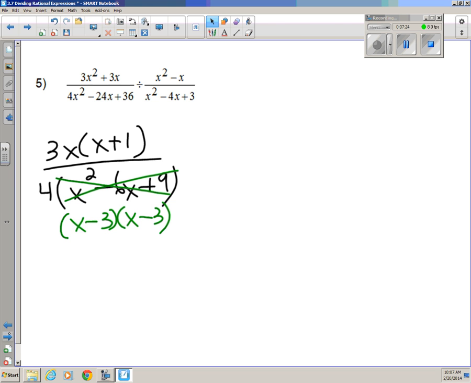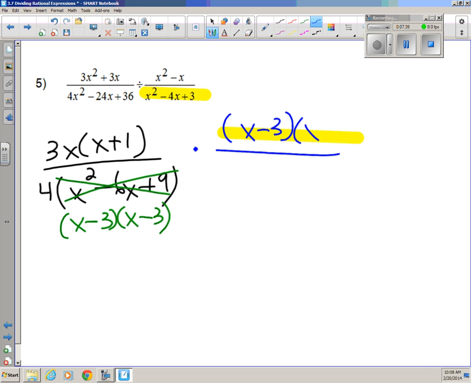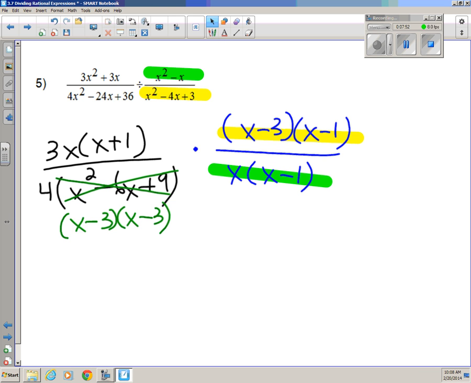So now it's going to be keep, change, flip. And so what I'm going to do is color code this one. This becomes the numerator, and that in factored form becomes x minus 3, x minus 1. The new denominator becomes this guy, and that's a GCF, and that's going to be an x with an x minus 1. And now I'm going to look for things to cross out.